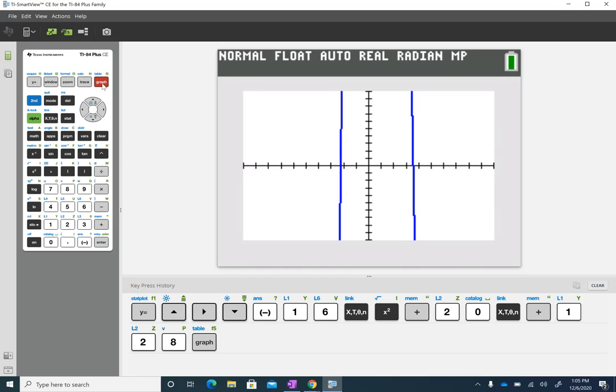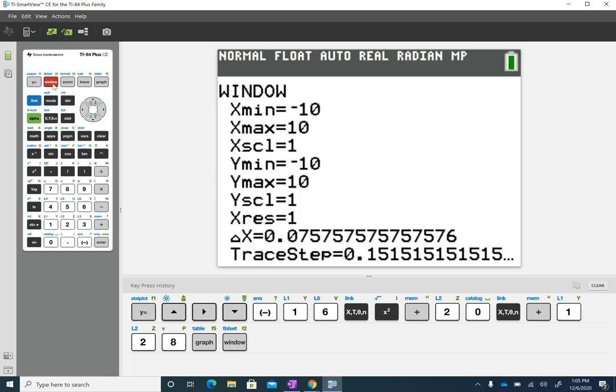So the window button is here in the top row next to the y equals. And if you press the window, this tells you exactly what values are being shown on your screen. X min and X max, that means from what X to what X, and Y min to Y max means from what Y to what Y. Notice that they are both negative 10 to 10.